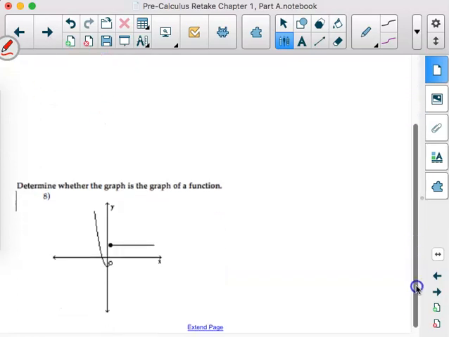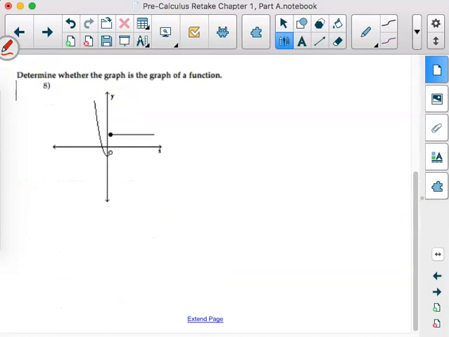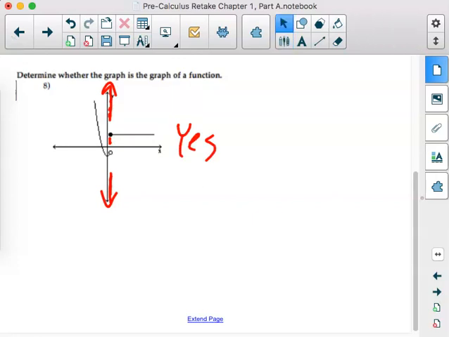For number 8, for this one, the one spot where people would be worried would be right here. And remember, you're going to use the vertical line test. And if it touches the graph in more than one spot, then it's not a function. Well, here's where the open dot becomes important. That point is not included. That one is. This is a yes. Remember, open dots mean that's not part of the solution. That's just basically a starting point.